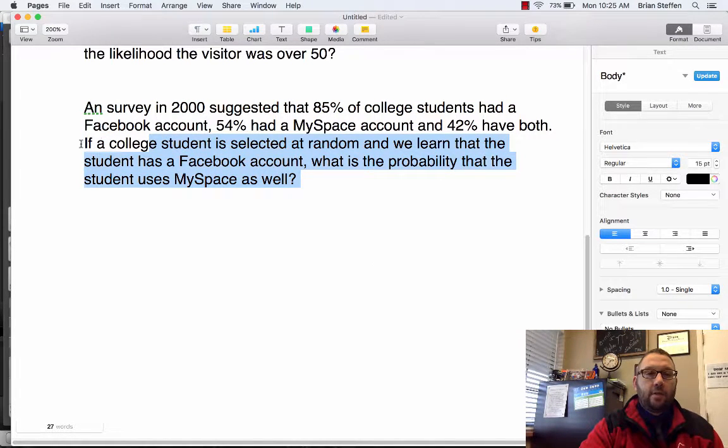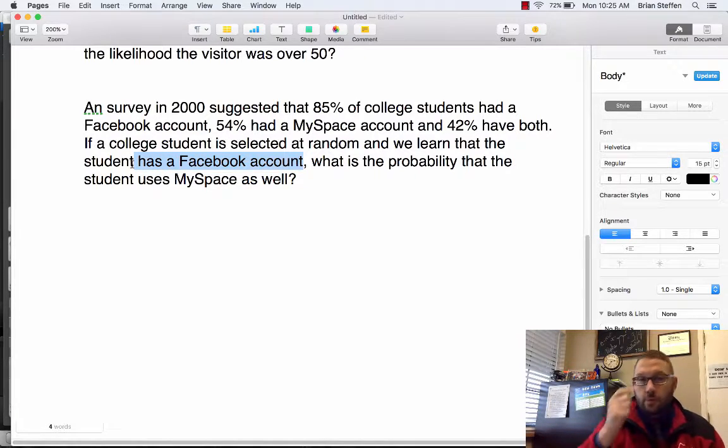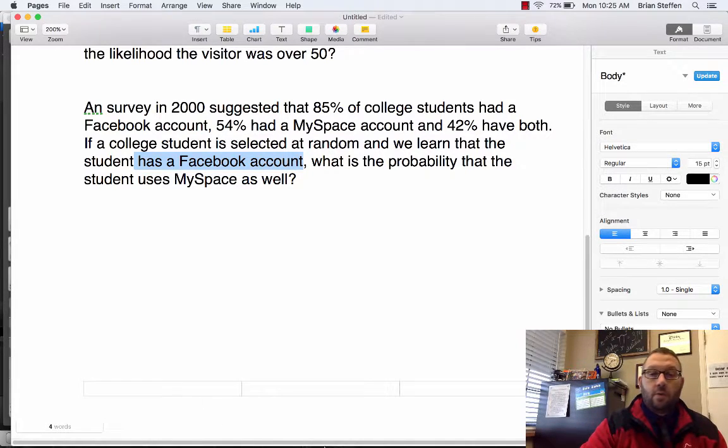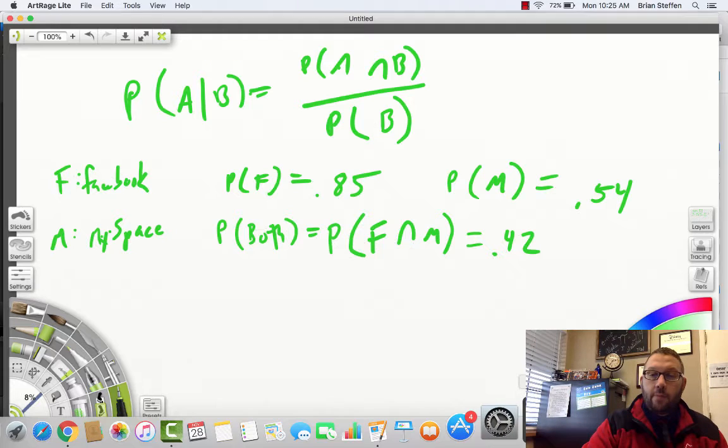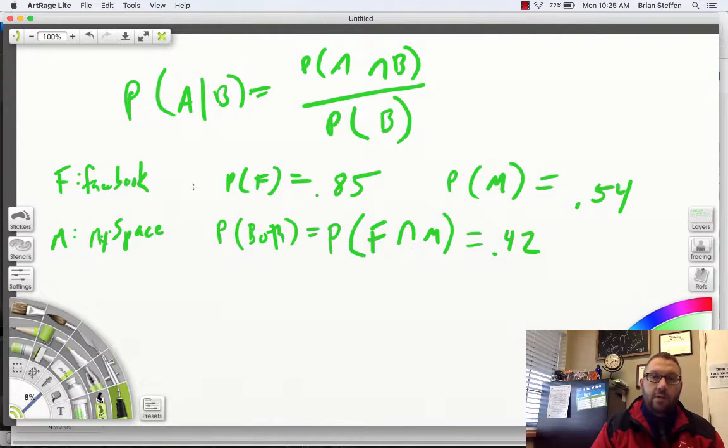if a college student is selected at random and we learn that the student has Facebook, so the student has a Facebook account, that's the same as saying, hey, we know this information. We know that this kid has Facebook. That means that's a given statement. So when we're interpreting the question, realizing, oh, they're saying, given they have Facebook, what's the probability that that person has a MySpace?